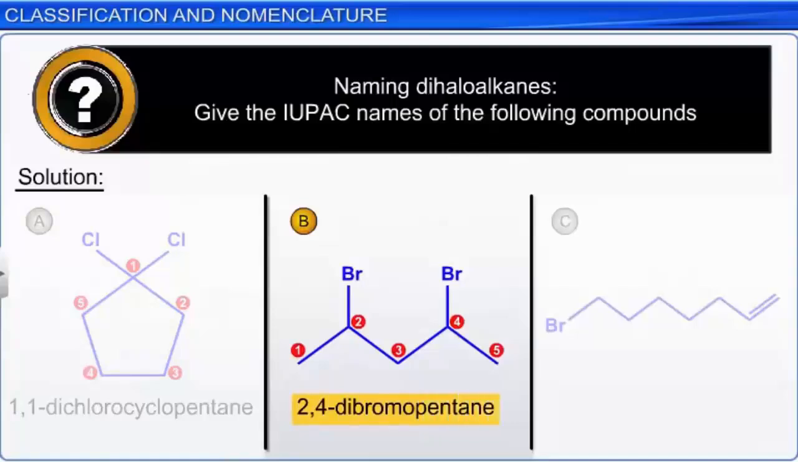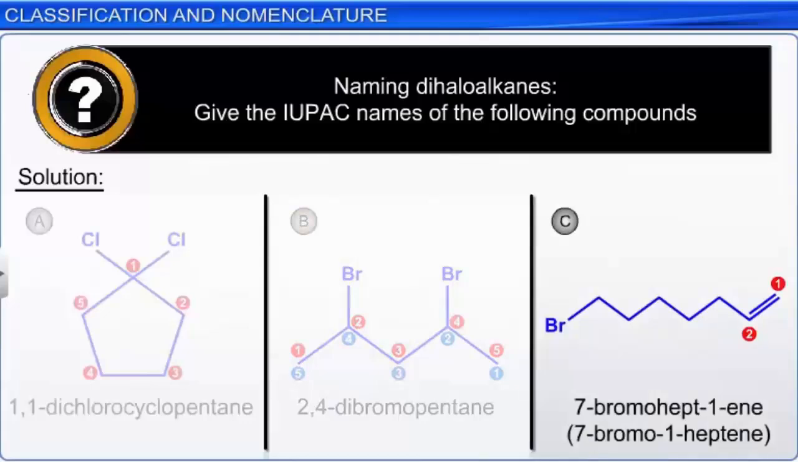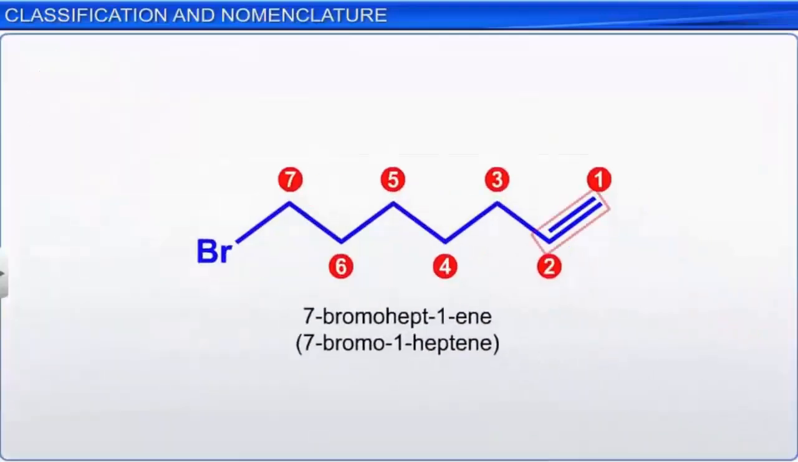In this molecule, you will get the same name whether you start counting from the left or the right. Molecule C is 7-bromohept-1-ene. You might see this written as 7-bromo-1-heptene, using earlier IUPAC guidelines. The double bond takes priority over the halogen atom, so carbon number 1 is at the far right. Practice is the key to learning organic nomenclature.